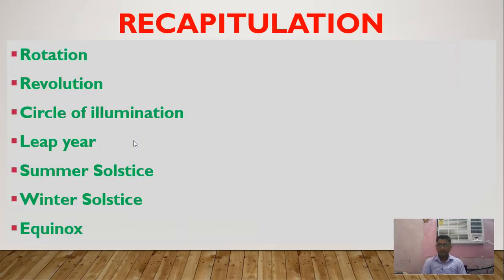Next, now let's recapitulate what we had studied now. First, we had studied about rotation. Rotation means movement of Earth around its axis. It takes 24 hours for one rotation, and it causes day and nights. One day is of 24 hours. Then revolution. Revolution means movement of Earth around the sun. धरती का सूरज के चारों ओर चक्कर लगाना, that is called revolution. It takes 365 days and 6 hours for one revolution.